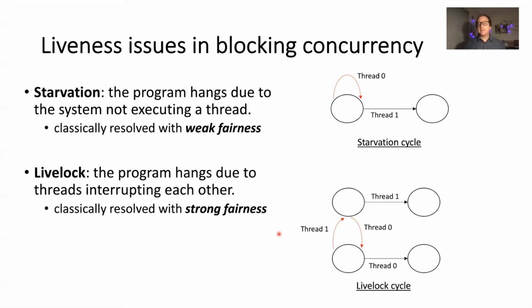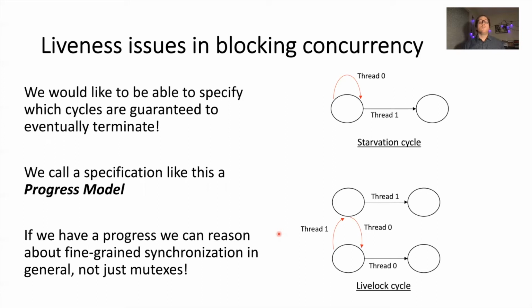We won't get too much into the details of what actually differentiates those, but we do have a foundation on where to start our reasoning. Now, what we'd like to do is be able to reason at a very precise and fine-grained level about what sort of cycles are guaranteed to eventually terminate. A formal model that lets us do this, we call a progress model. If we have a progress model, then we can reason about all sorts of fine-grained synchronization, not just mutexes, but synchronization barriers and concurrent data structures. And once you're able to reason about those programs, it unlocks a whole host of applications such as work stealing. And these applications can have big performance benefits.